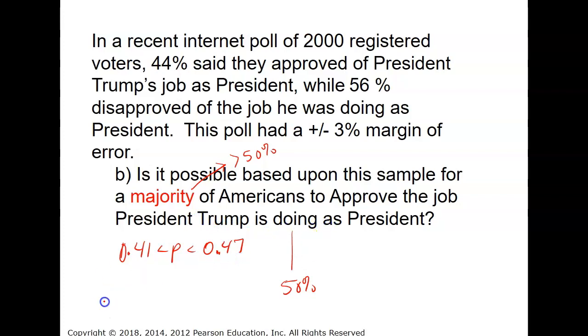Let's say, for example, if the interval had been something like 0.47 to 0.54. If we had something like this, then the 50% would have been in here. So we would say that it was possible for a majority. Even though it might have been a value that was reported less than 50%, it would still have been a situation where it could have gone above 50% based on our interval, and therefore it would have been possible that a majority actually approved of the job President Trump was doing.